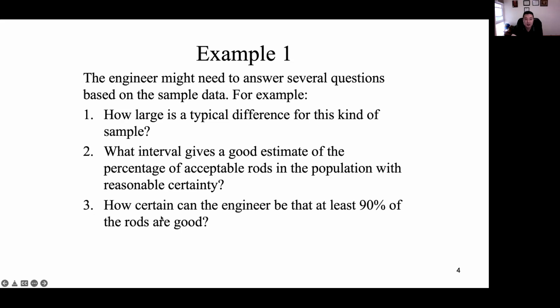Another possible question is, how certain can an engineer be that at least 90% of the rods are good? He gets a sample of 50 rods, and he found out 92% of the 50 rods are good. But how certain can he be that at least 90% of the 1,000 rods are good? This is the question we can answer after we study chapter 6, which is hypothesis testing. So the knowledge we learn from this class will help us address questions like this.